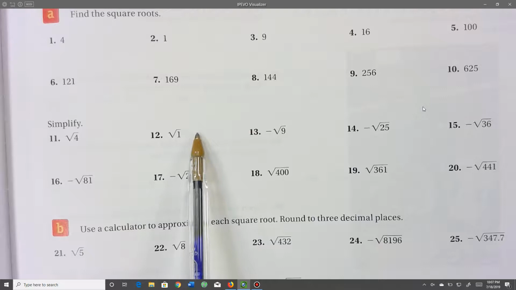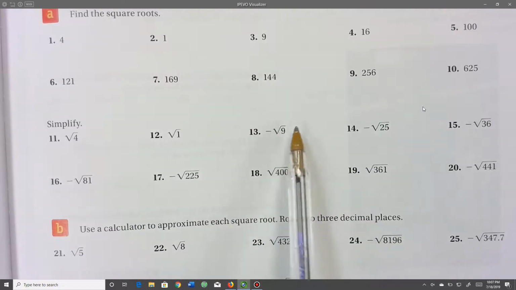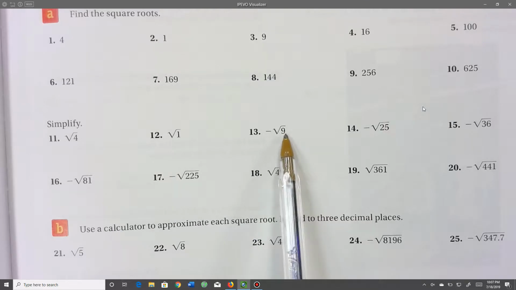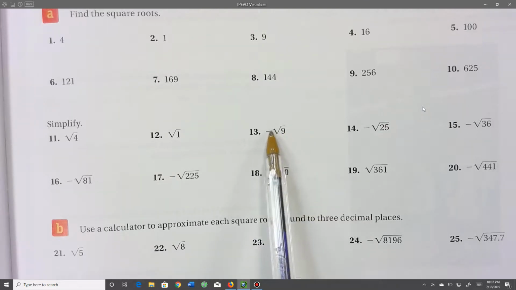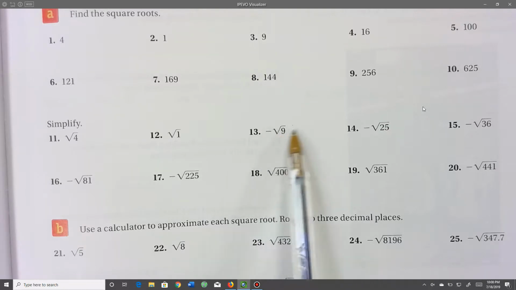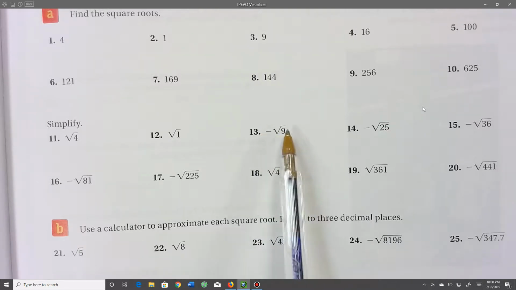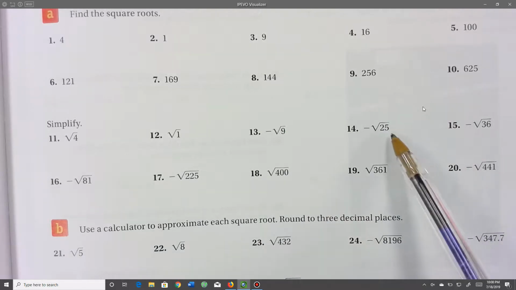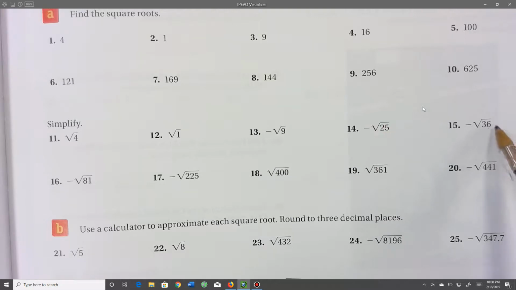Square root of 1 is 1. Negative square root of 9 is 3, and then just add the sign. So don't miss the sign, the sign is added at the end there. Same thing for this. Square root of 25 is 5, then just add the sign. Square root of 36 is 6, then just add the sign at the end.